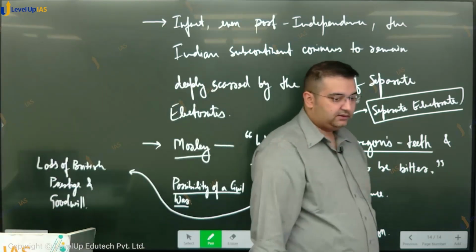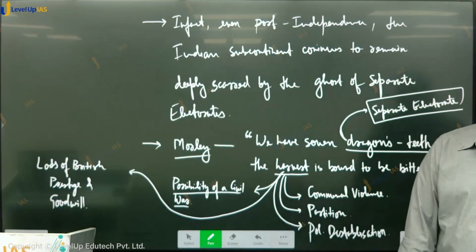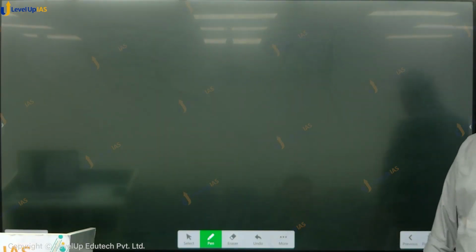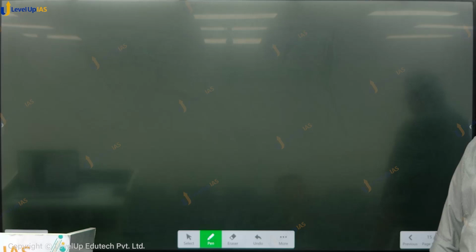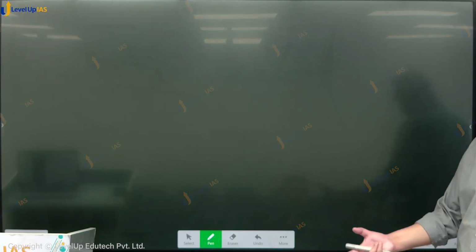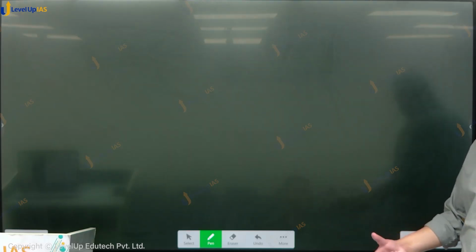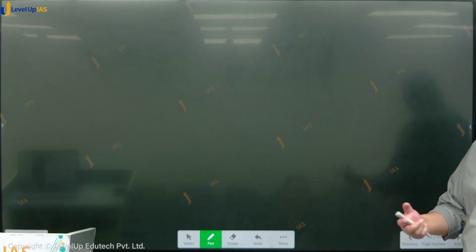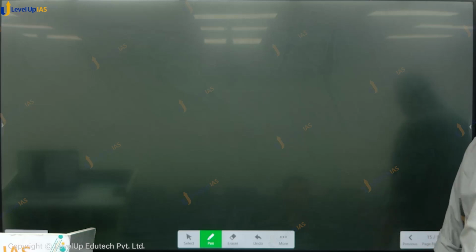ये हो गया इस एक्ट का क्रिटिकल इवैल्यूएशन. Did this act have any redeeming features? Any improvements over the previous act? Yes, थोड़े बहुत थे. For example, the number of members was increased, some additional powers were given, such as the power to discuss the budget, to suggest grants, suggest amendments to the budget, to ask supplementary questions. ये सारे powers नए दिए गए, but these powers were too insignificant in the entire scheme of things.